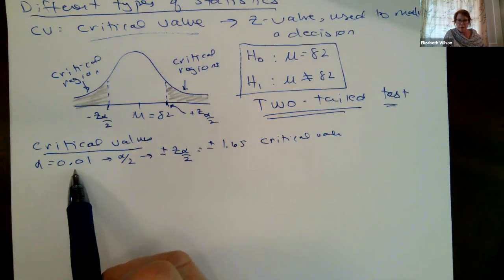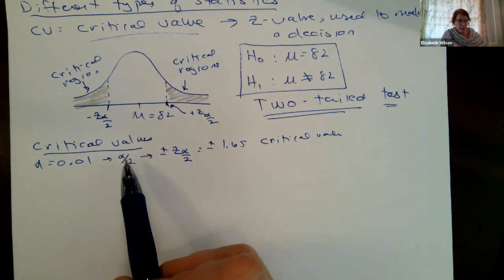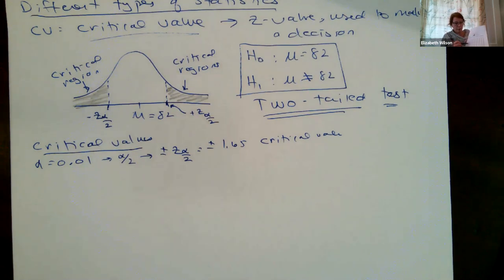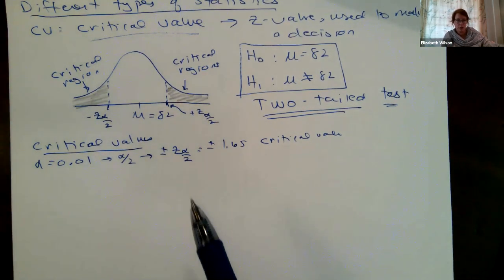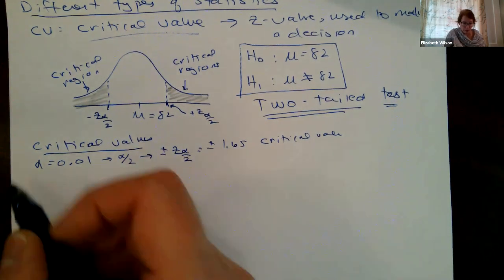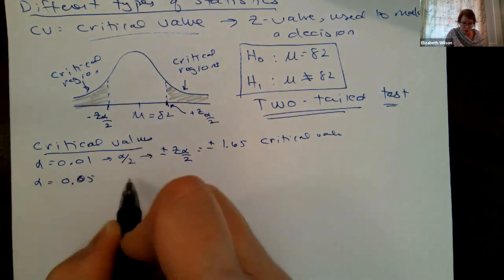Okay, so I divided 0.01 divided by 2, right? And I looked that value up on my probability table and I found the corresponding z value that's associated with 0.01 divided by 2. Say, for example, alpha equals 0.05. We did this one the other day.